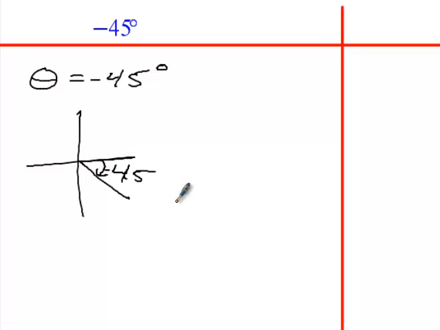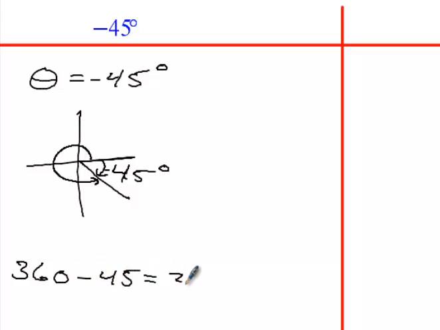If I wanted a positive angle that's coterminal with it, I'm going to start at my 0 still, but which way am I going to move, up or down? Up. So I want to go all the way over to here. How many degrees to go all the way around the circle? 360. So what's 360 minus 45? Is 315 degrees going to get me to the exact same spot as the negative 45 would? Yeah. Everybody okay with that?